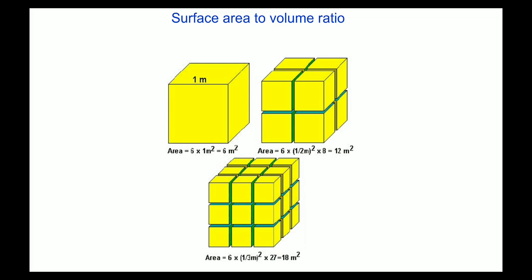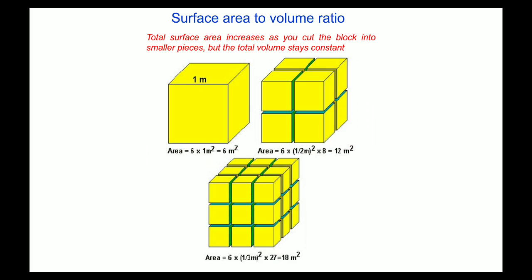So this is a very basic fundamental example with which we are trying to understand how the surface area increases when the size of the cube is reduced. Let us see that the total surface area increases as you cut the block into smaller pieces, but the total volume remains constant. The volume is still the same. We are not changing the amount of material, we are just changing the size of the material.